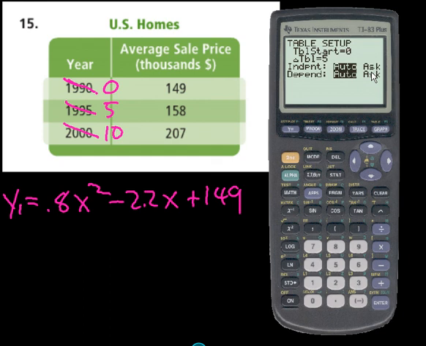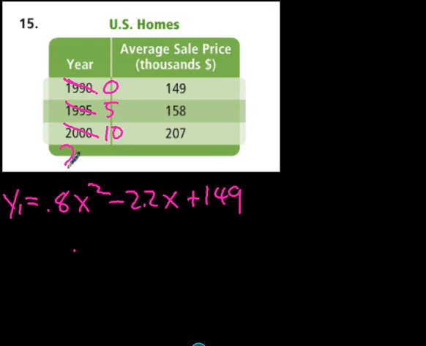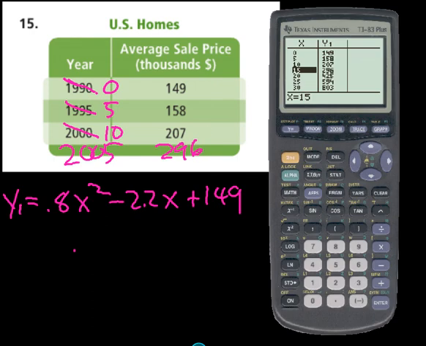I think one of the things that a lot of students are going to forget is to change the years from 1990 to 0 and 1995 to 5, etc. So now when I go back to table, I've got to remember that's not year 0, that's 1990. So 1995, 2000, 2005 is 296. So I might say, what is it in 2005? And it would be 296, right? Is that what it said? 296, okay? And that's it.